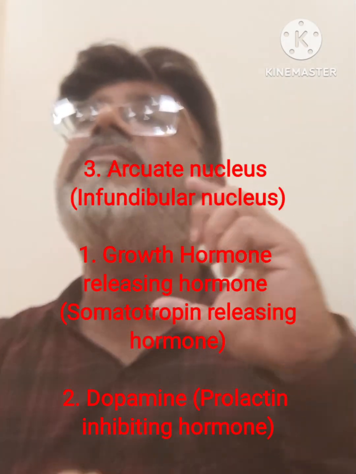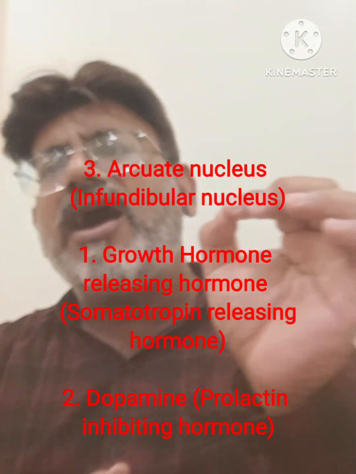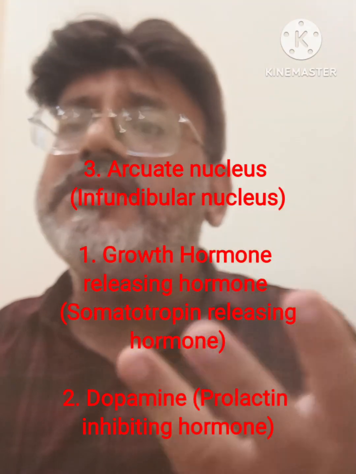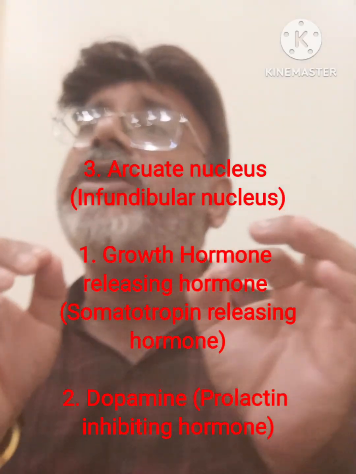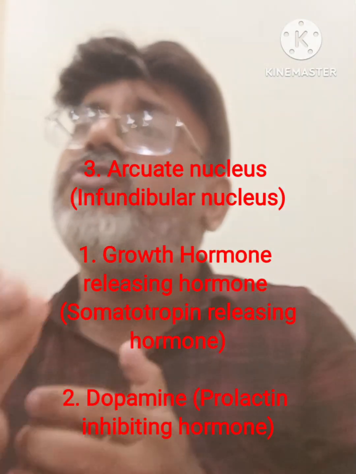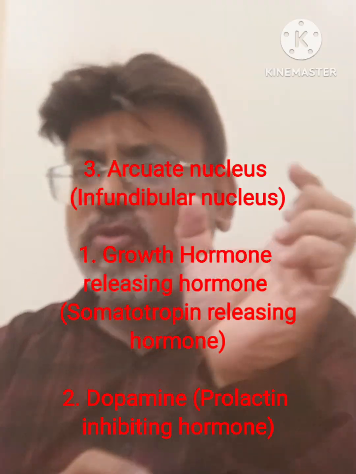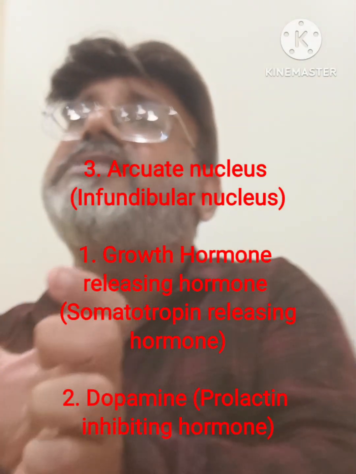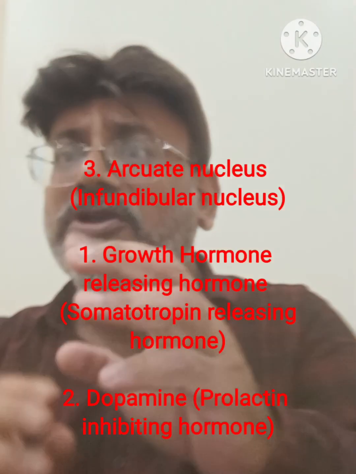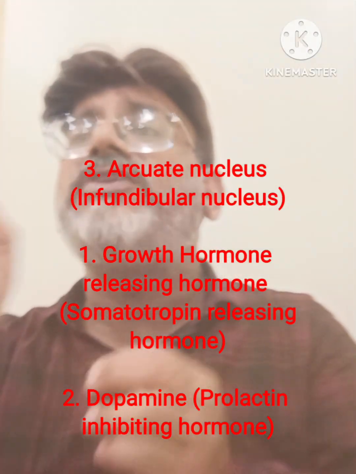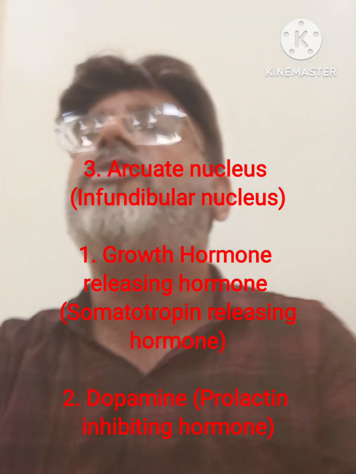Now, arcuate nucleus, which is also called infundibular nucleus. This arcuate nucleus produces releasing hormone like growth hormone releasing hormone, which is also called somatotropin releasing hormone, because growth hormone is also known as somatotropin. So growth hormone releasing hormone is also known as somatotropin releasing hormone.